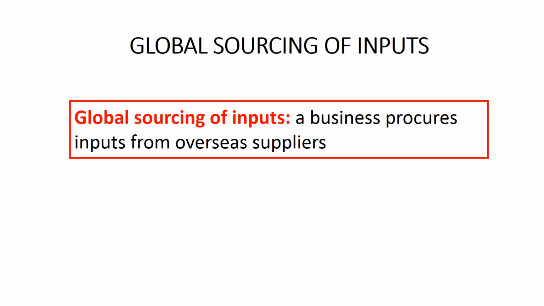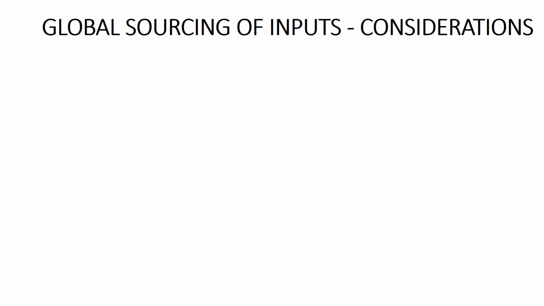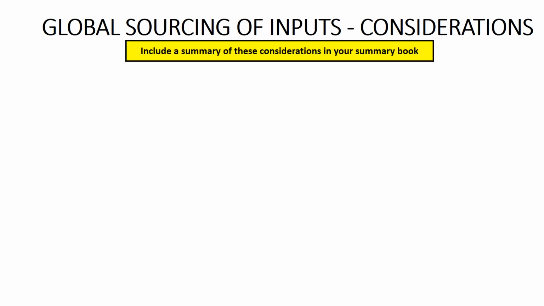Many Australian producers procure, that is, purchase, at least some of the inputs they need from overseas suppliers. For instance, Australian producers import vehicles, machinery, including computers, and oil from overseas, and they use these as inputs into the production of goods in Australia. There are a number of considerations that an Australian business must take into account where it globally sources inputs. Make sure that you include a summary of these considerations in your summary book.